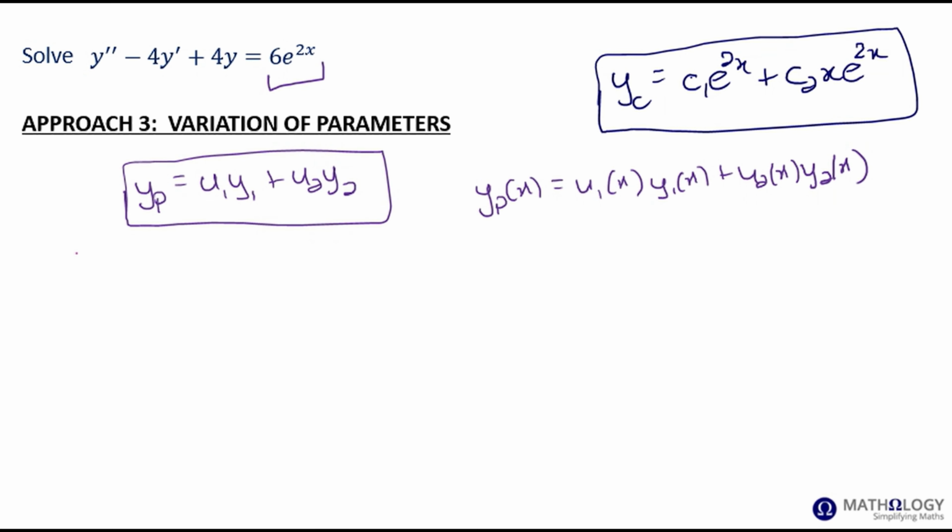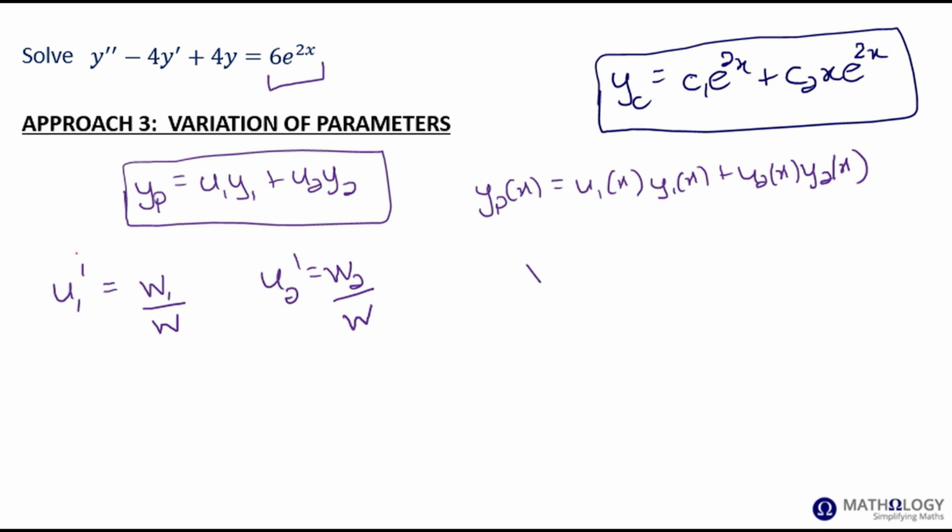So again, the detail of the variation of parameters is covered in a separate video. So we're not going to go into the detail of how we got to the solution. We're just going to go straight into it. So u sub 1 prime is given by the Wronskian sub 1 divided by the Wronskian, and u sub 2 prime is given by Wronskian sub 2 divided by the Wronskian.